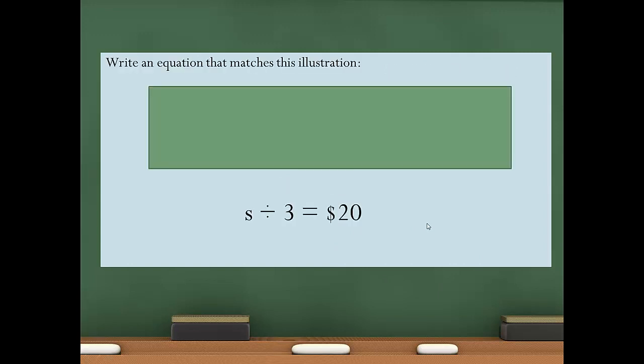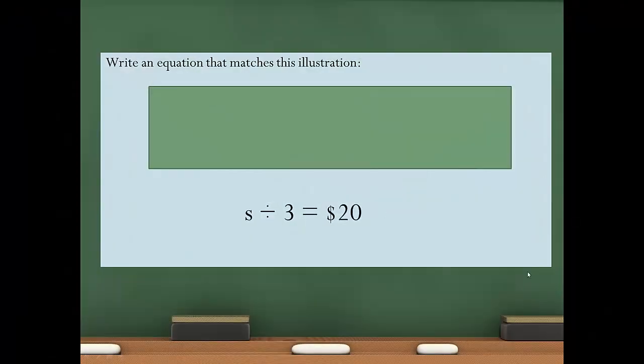Now, for the illustration part of this, if you remember back to the addition and subtraction lesson, I gave you the illustration and said, can you create the equation? I want to work backwards this time. I want to give you this equation and see if you can make an illustration that matches it. So the equation this time is s divided by 3 equals $20. Go ahead and pause the video now, work on the illustration, and then do the mathematics to solve the equation.